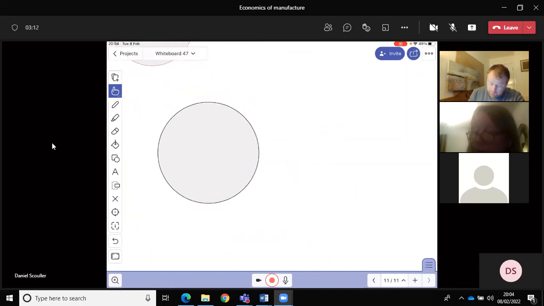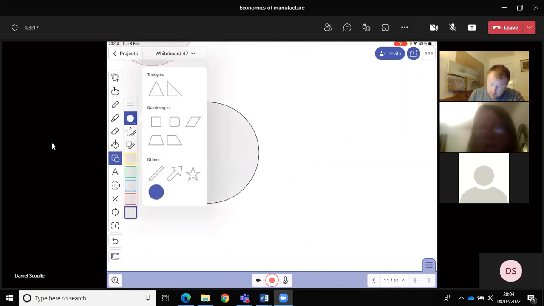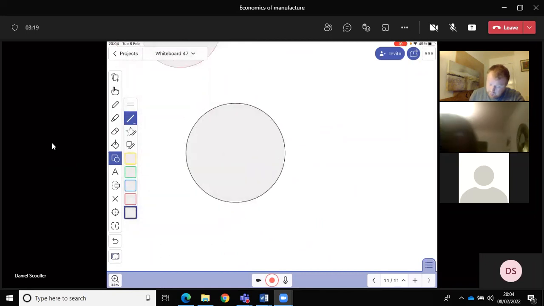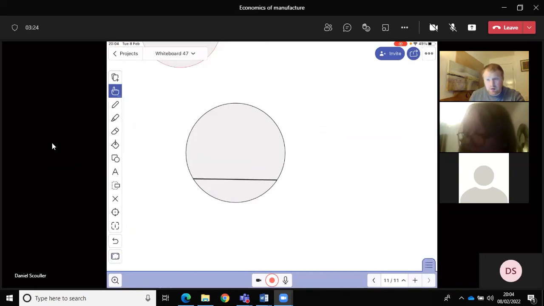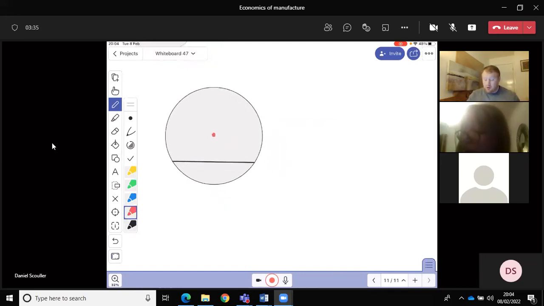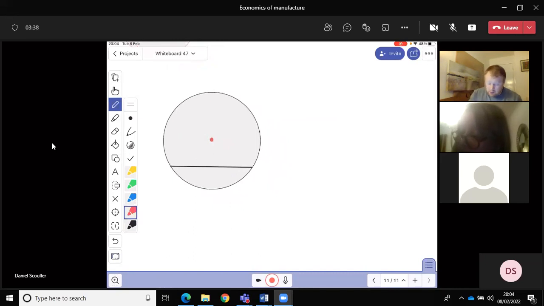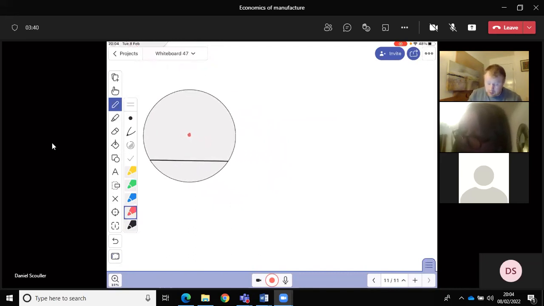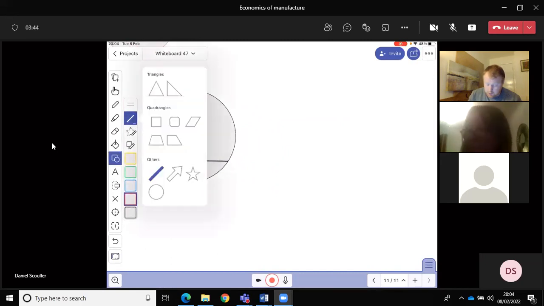Something called a chord. Okay, so a chord is a straight line. It cuts the circle from side to side. It doesn't go through the center. So you've got your center there, and then you've got a chord, which is a line just slicing that circle. Now the chord could be anywhere in that circle or shown in any position.